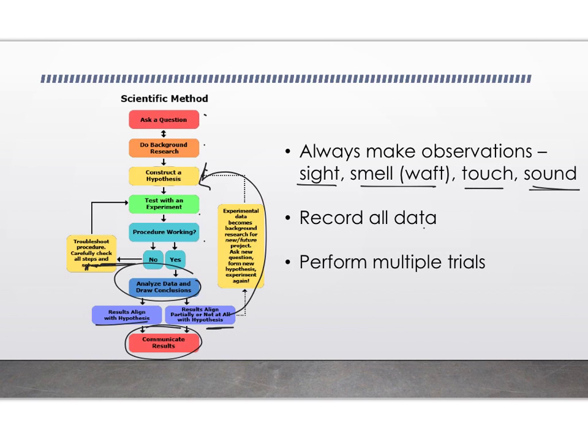You want to record all data, especially if you perform multiple trials, which is really good in the science world, to have different trials, more than one, to help prove that what you're doing is actually happening. It's not just a coincidence of, we did it one time and that makes it right. No, you have to do it more than once to provide accurate results to tell you that this experiment is proving my hypothesis correct.